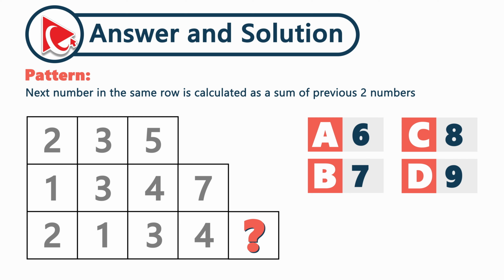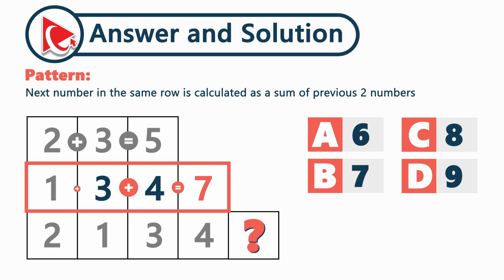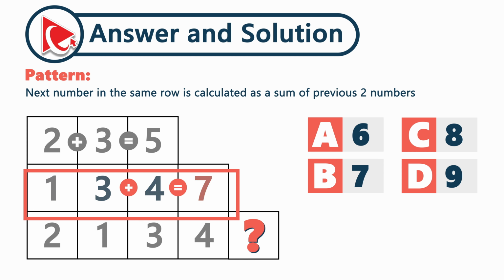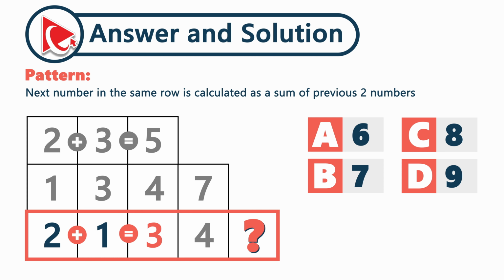Let's look at the example. We will start with row 1. 2 plus 3 equals 5. Let's switch to the second row. 1 plus 3 equals 4. And 3 plus 4 equals 7. Let's move to the third row. 2 plus 1 equals 3. 1 plus 3 equals 4.